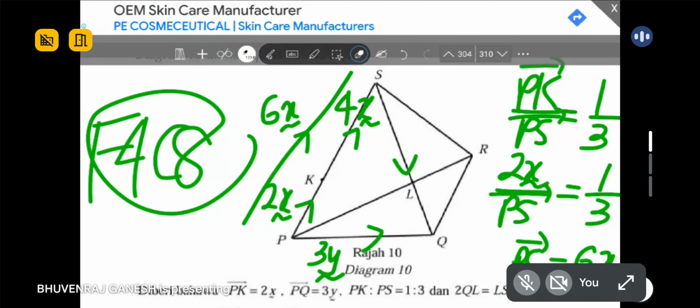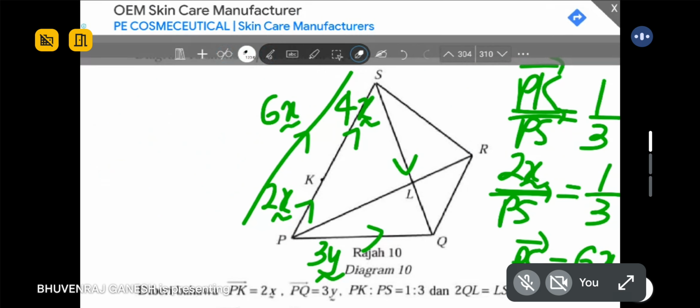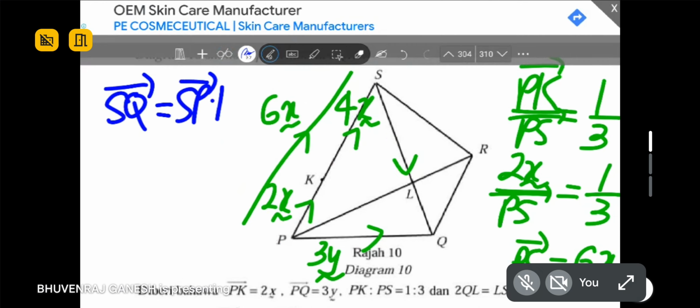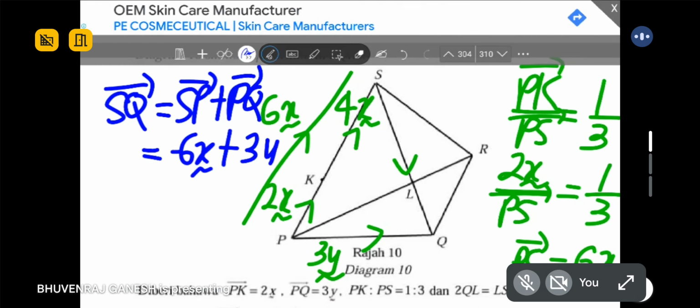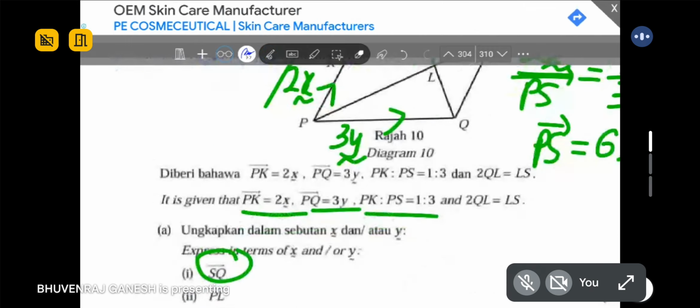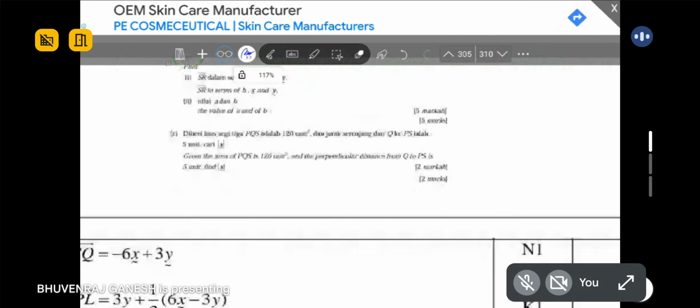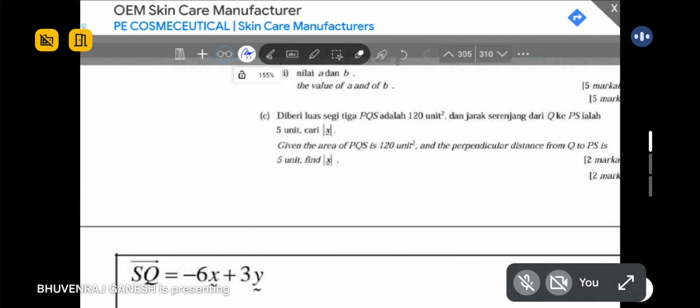SQ very simple. So you can just take, wait, use different color. SQ is equal to SP plus PQ. Very simple lah. SP is negative, opposite direction, arah berlawanan. So negative 6x plus 3y, PQ. Done. This is how you find SQ. All right. So SQ is negative 6x plus 3y.